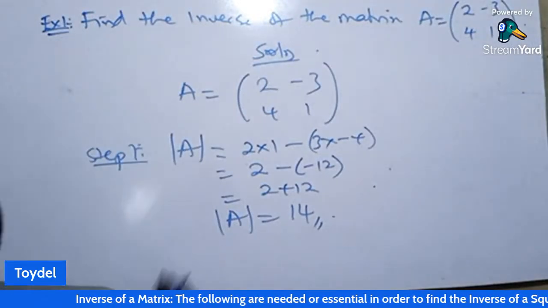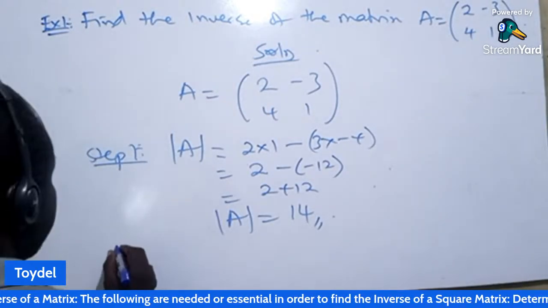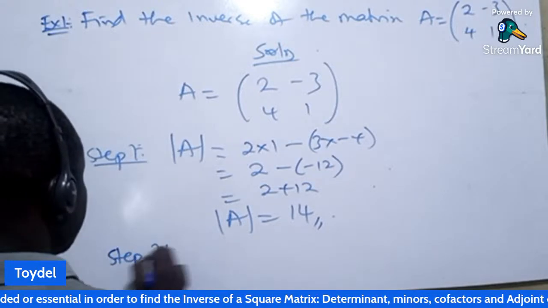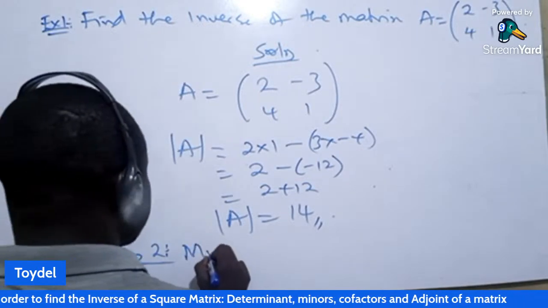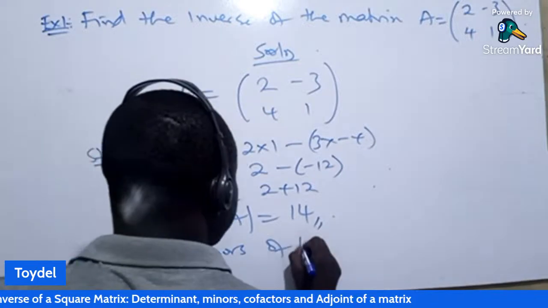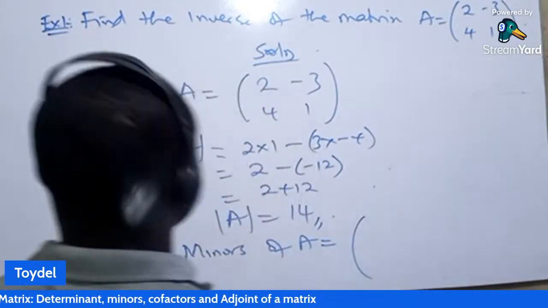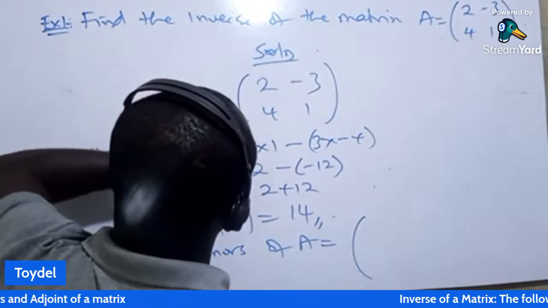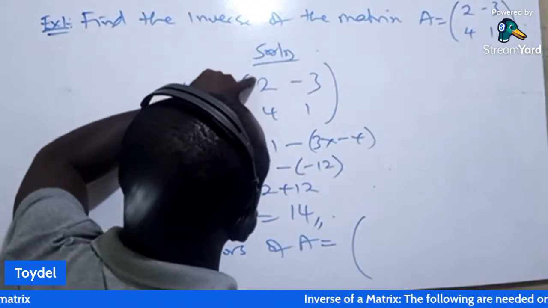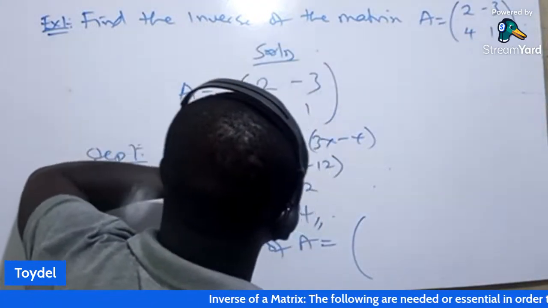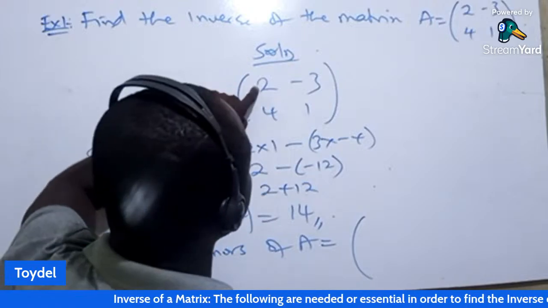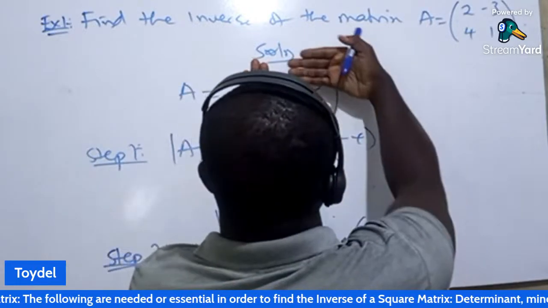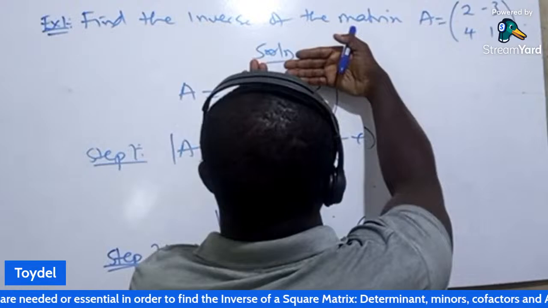So we have gotten the value of the determinant of A. Then we go to the second step, step 2. That's where we go ahead and find the minor. Let's find the minor of A. So how do we find the minor of A? For us to be able to find the minor of A, this is the first element along the first row and first column. So we find the minor of 2. If you want to get the minor of 2, we pretend as if we cover the first row and first column.